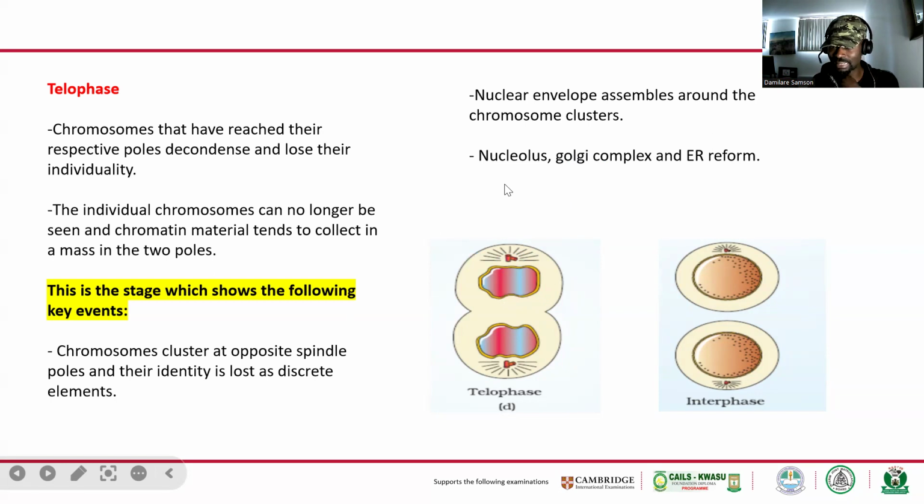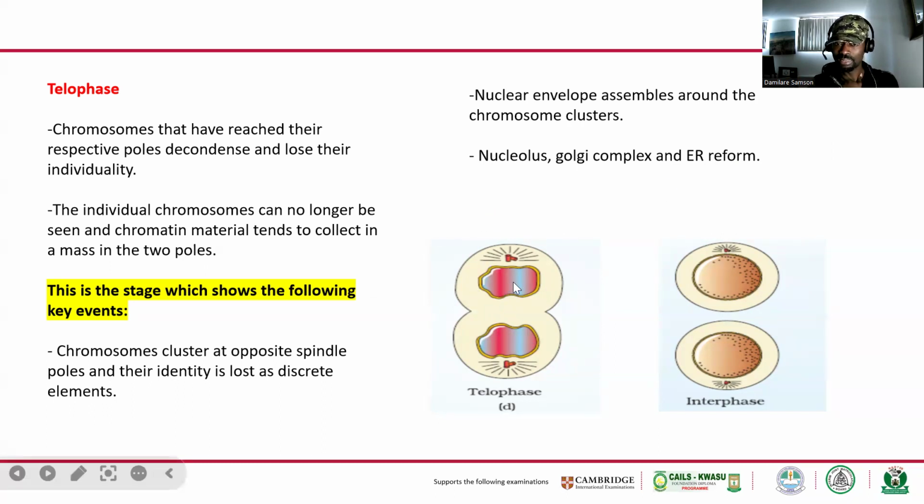Now, at this part, you will notice that the nucleolus, the Golgi complex, and the ER will be reformed at this stage. Now, what are we trying to say? All we are trying to say is that telophase is now the last phase. As you can see, the nucleus has divided already. That's why we always say karyokinesis occurs first. That is, the nucleus divides first before the cytoplasm.